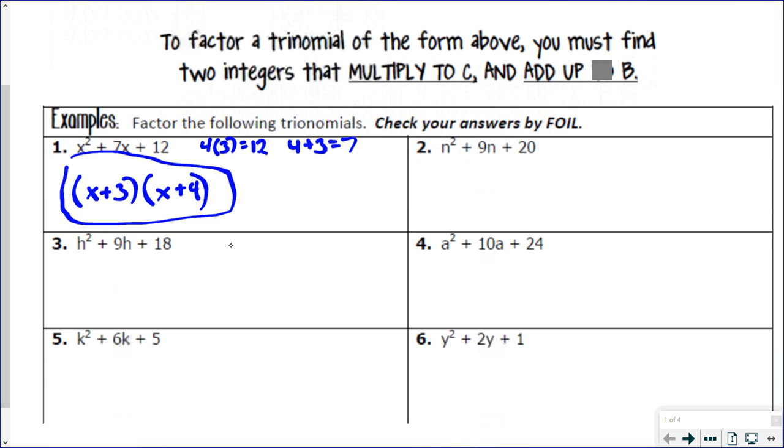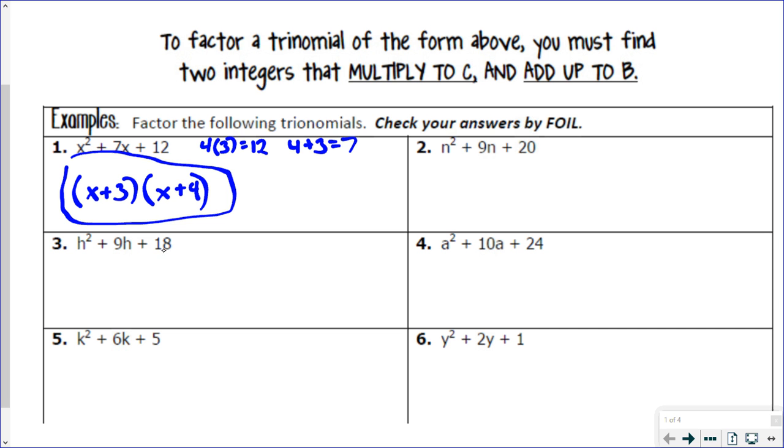All right, so let's look at another one. Seems pretty easy so far, right? Two numbers that multiply to make 18 and add to make 9. Most of my students will just run this through in their head. Most people would start with 9 and 2. 9 times 2 is 18, but 9 plus 2 is not 9, it's 11. So 9 and 2 don't work.